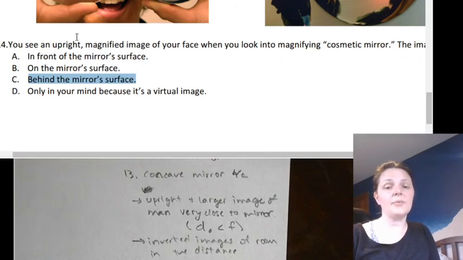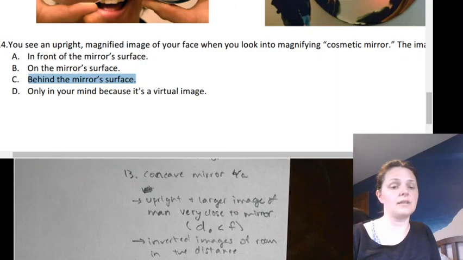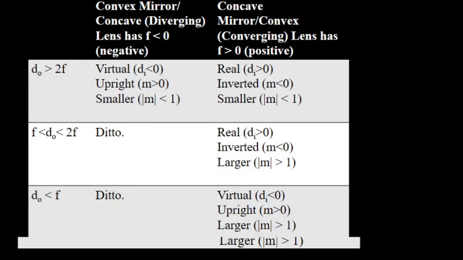If you see an upright magnified image of your face when looking into this mirror, we can go here and say upright and magnified. Upright, smaller, upright, smaller, upright and larger, we must be here. So this must be a concave mirror. It's virtual, upright, and larger.